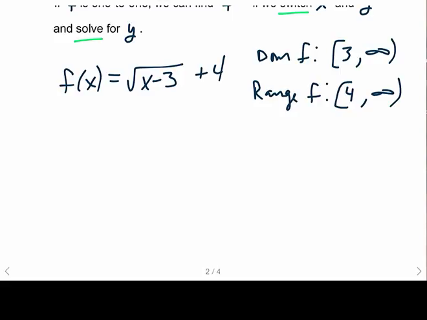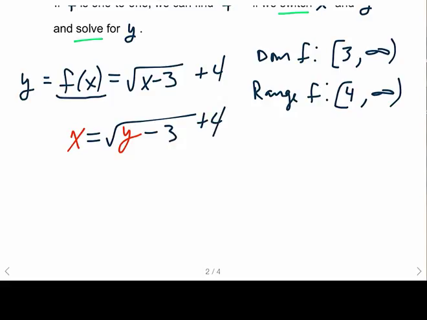We're going to switch x and y and then solve for y, the switch and solve technique. First, we've got to remember that f of x was another name for y. So when I switch x and y, what I'm doing is switching x and f of x, if you like. So I'm going to rewrite this as x is equal to the square root of y minus 3 plus 4. So we have now switched x and y. Now I'm going to solve for y. So we have x minus 4 is equal to the square root of y minus 3. I subtracted 4 from both sides.